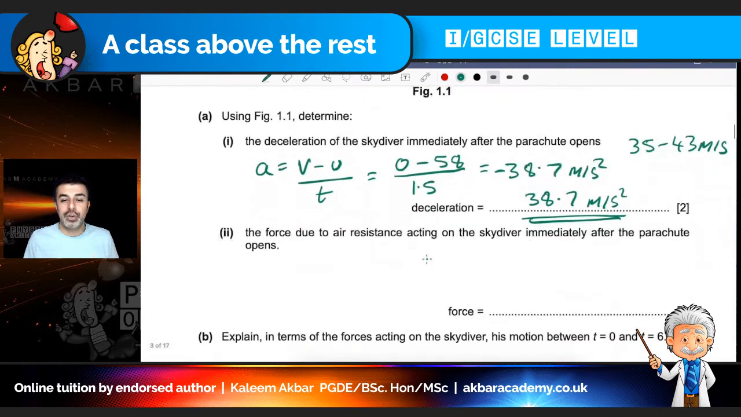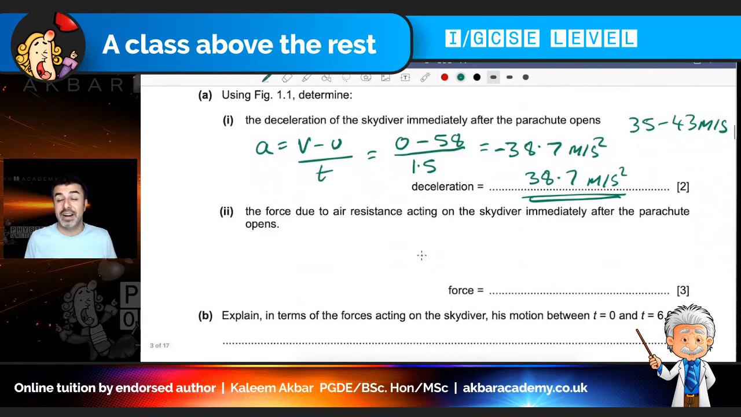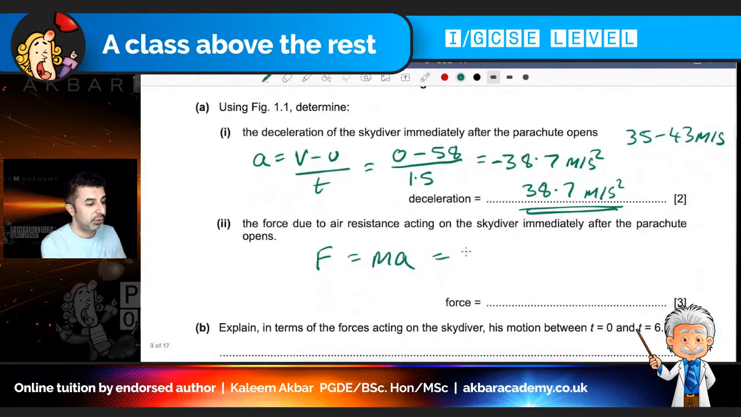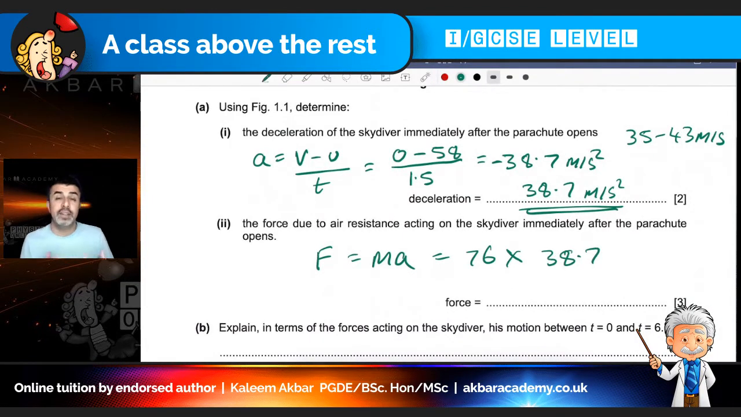The force due to air resistance acting on the skydiver immediately after the parachute's open. So notice what they're doing here. They're mixing a motion question with forces. So F equals ma, and I remember that the mass is 76. So 76 times 38.7. Now remember, this is going to be based on your tangent line. I get 38.7, you might get 35, you might get 42. As long as it's within the range that I've stated, then you might get a different answer here.